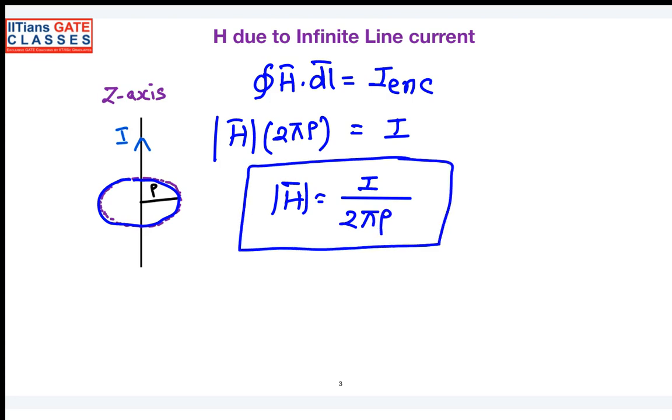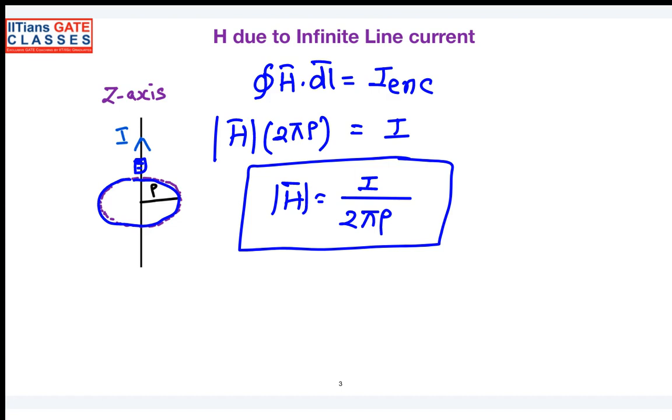Or else, if you want to do the same thing using Biot-Savart's law, you have to take a small elementary length here and find the differential magnetic field. Then you can integrate it. So that method also we'll try to see in the next session. So the problem is simple when you apply Ampere's law.